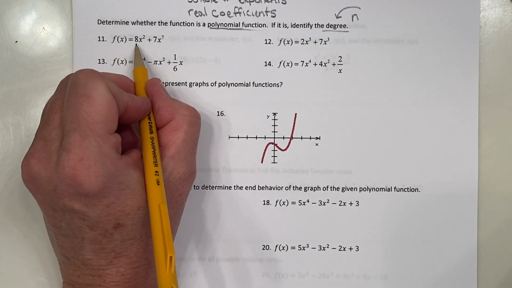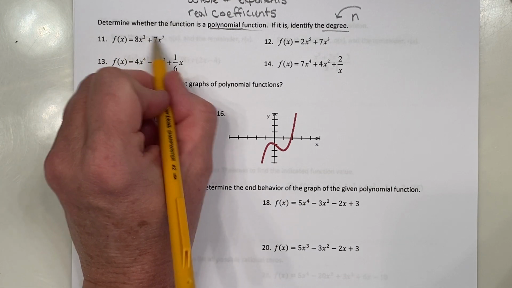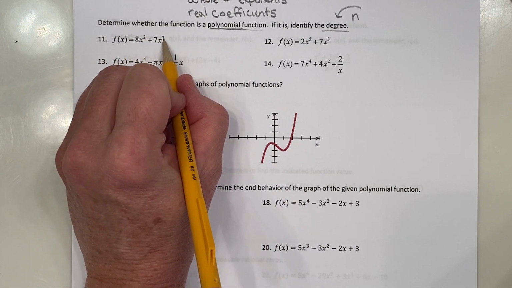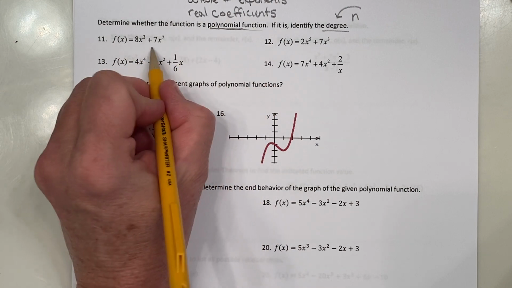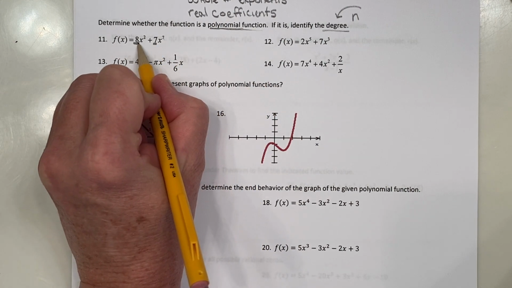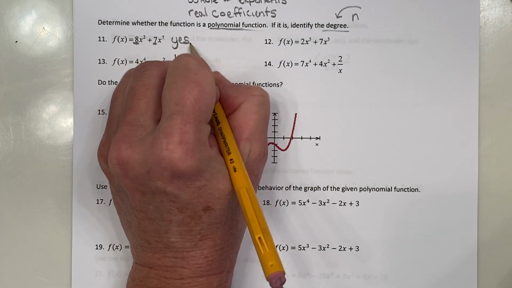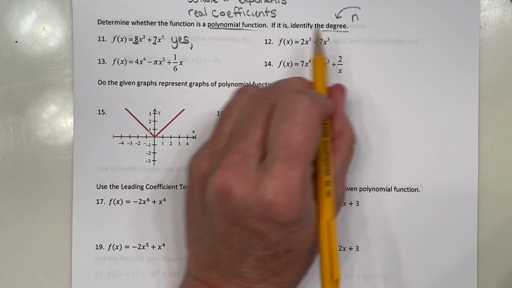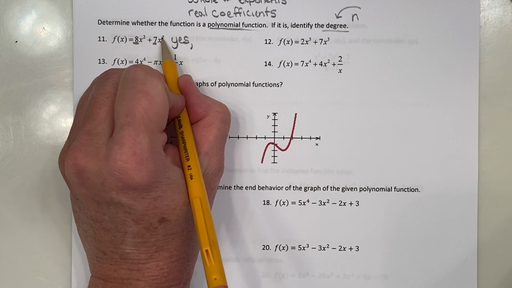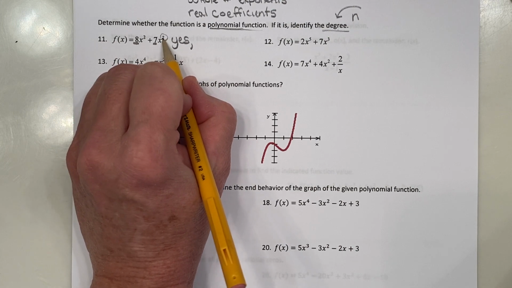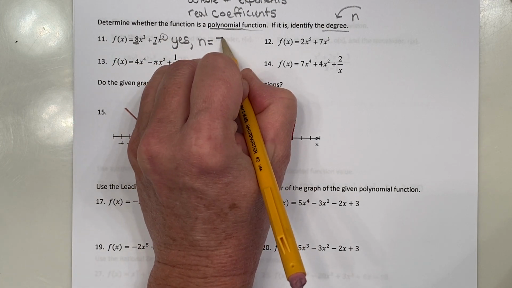All right, for problem 11, I first inspect the exponents. Yes, they're all whole numbers. Second thing I test is, do I have real coefficients? 8 and 7 are real numbers, so the answer is yes. The degree is the term with the highest exponent, so the highest exponent is 7, so n equals 7.